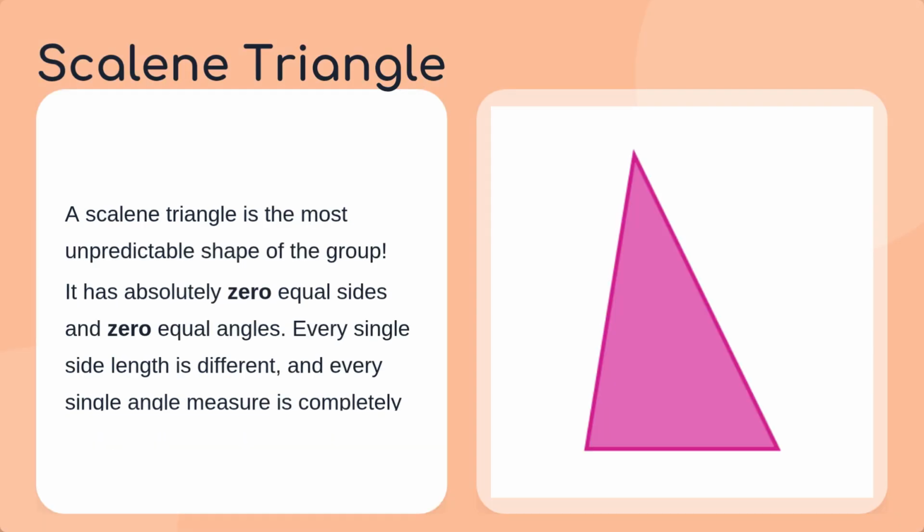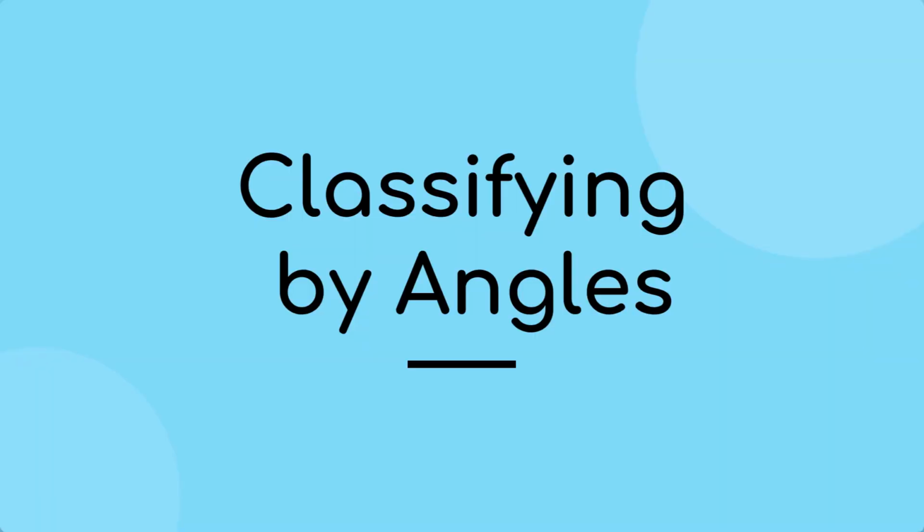Finally, we have the scalene triangle. This is the rebel of the group. A scalene triangle has absolutely 0 equal sides and 0 equal angles. Every single side is a different length, and every single angle is a completely different size. It's totally unpredictable. All right, so that's how we sort them by their sides.